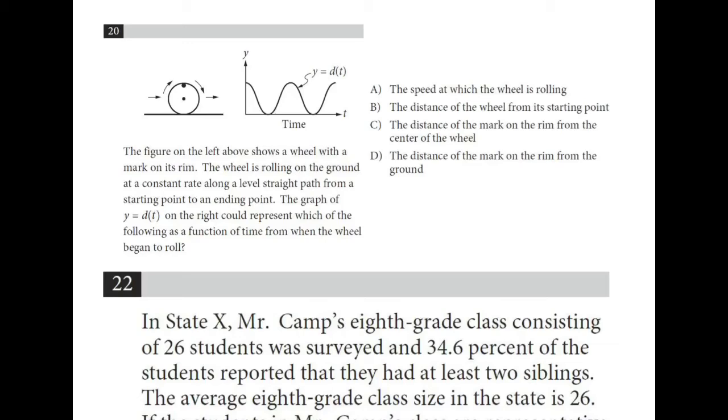The speed at which the wheel is rolling would not increase and decrease in such a pattern. That doesn't make much sense. The distance from the starting point would only increase unless it's going back and forth, but it says it's rolling at a constant rate, from a starting point to an ending point. So B is not correct. That leaves C or D.